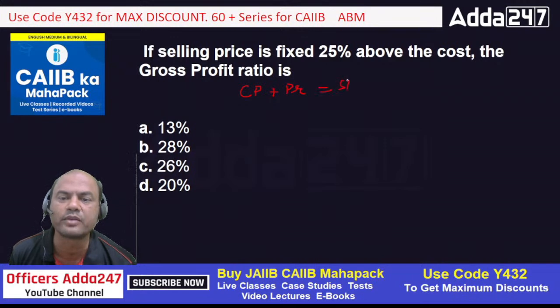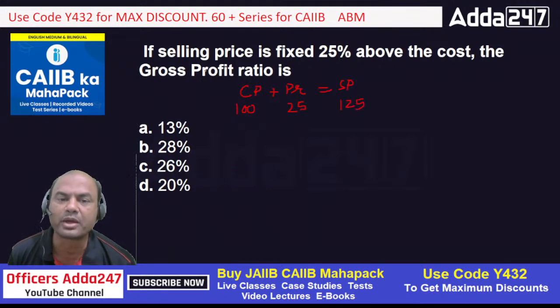That is the basic rule of any business, right? Cost price plus profit equals selling price. So what is given? Selling price is fixed at 25% above the cost price. So if my cost price is 100, I have taken the profit of 25 and my selling price is 125.